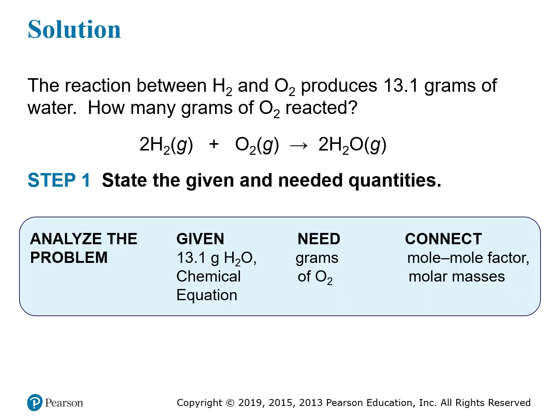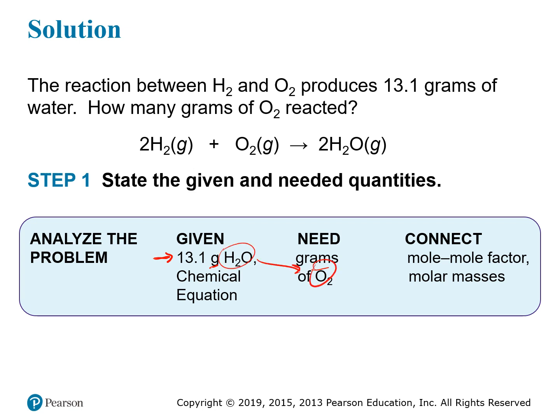So again, let's start by breaking the problem down. We are given the amount of one substance in a chemical equation. We're given the amount of water in terms of grams for a balanced chemical equation, and we need the amount of another substance in the chemical equation, right? We need it in terms of grams. So we're going from the amount of water to the amount of oxygen.